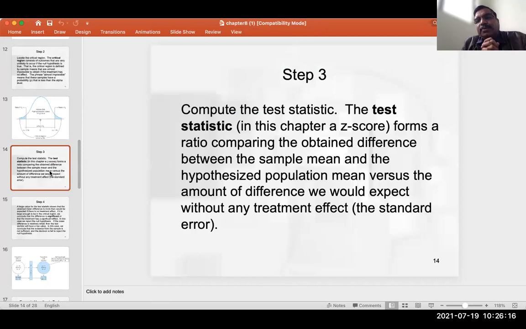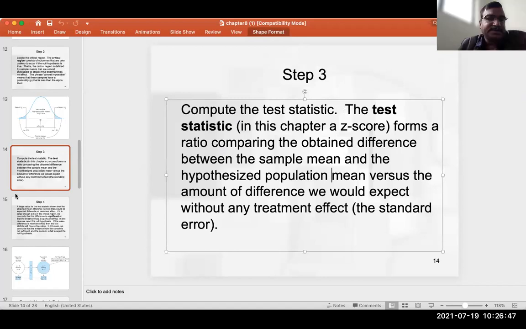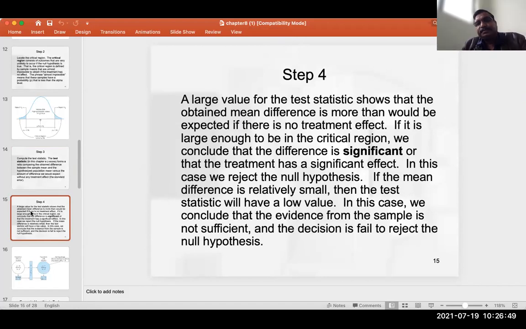Now we have to calculate the Z statistics for calculation purpose. That is the sample mean and the population mean. Difference of the sample mean and population mean, versus the amount of difference we expect without any treatment, right? Divided by standard deviation of that is the Z statistics.